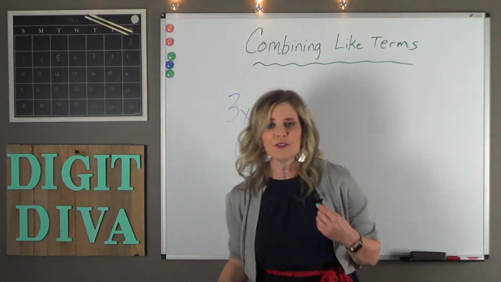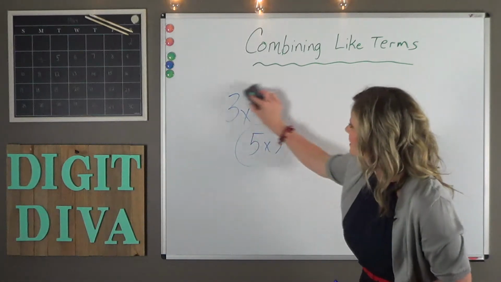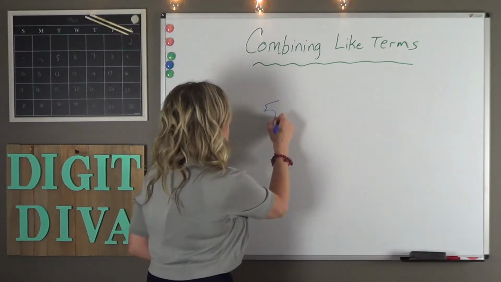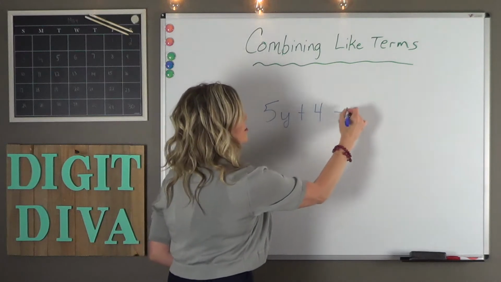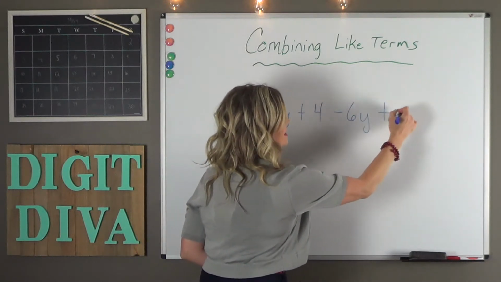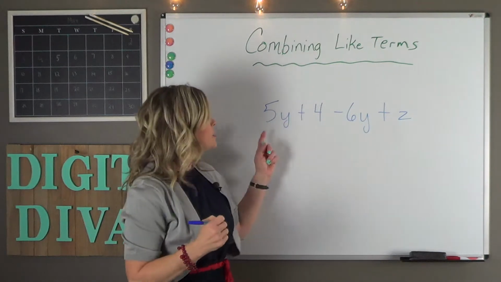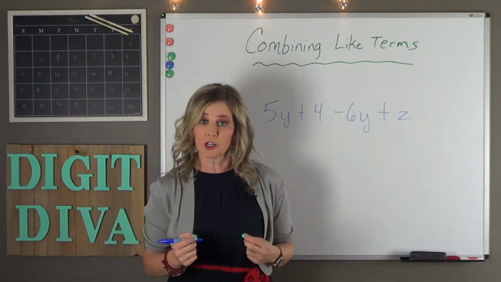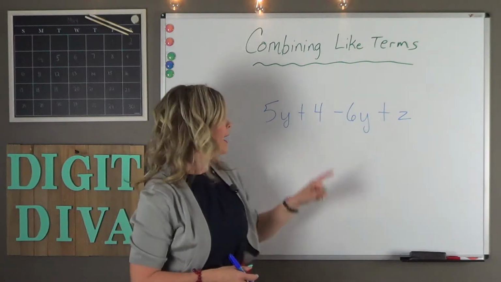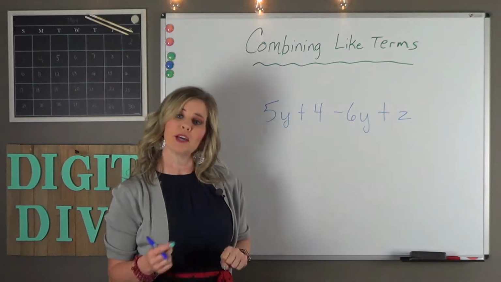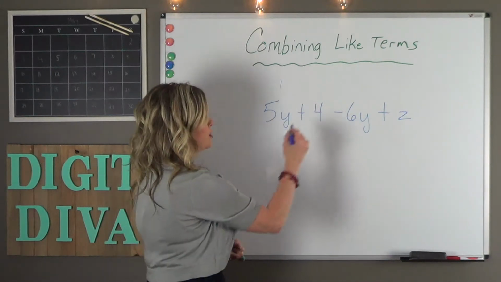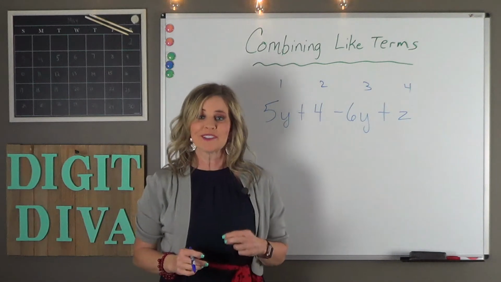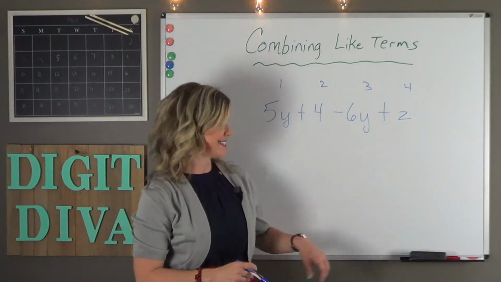Okay, so all of your problems won't always be this simple. So let's step it up a notch. Let's say we have 5y plus 4 minus 6y plus z. Now we have 1, 2, 3, 4 terms. Terms are separated by a plus or a minus sign. So let me show you that again. 1 term, 2 terms, 3 terms, 4 terms. Again, terms are separated by a plus or a minus sign.